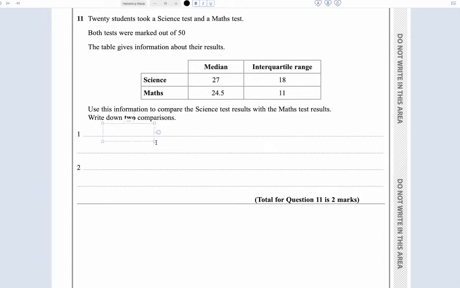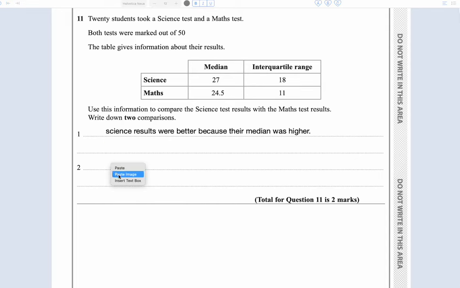what they want here, guys, is that there's 2 main things that you have to write. That the science results were better, that you need to compare the medians. Science results were better because their median was higher. So one of their averages was higher. So you could argue that science results were better.